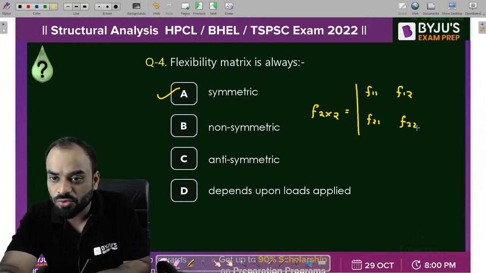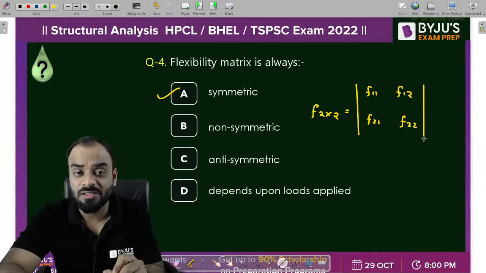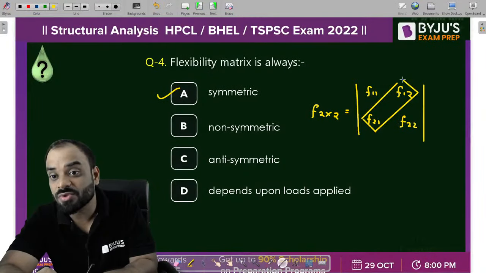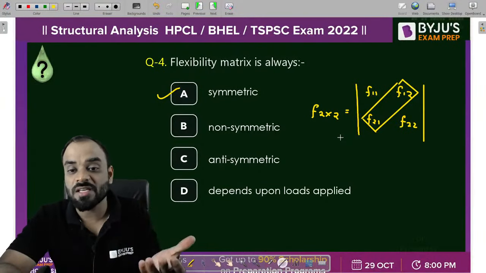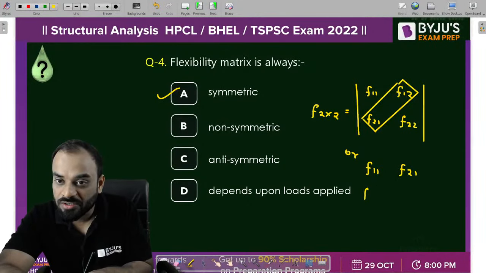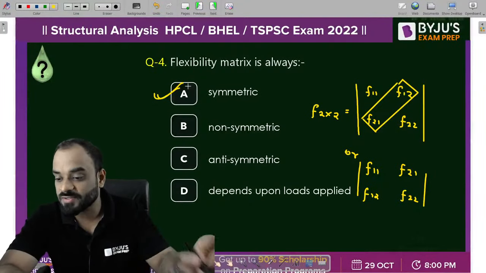F21 and F22. Now, as per the property of the flexibility matrix as well as the stiffness matrix, the diagonally opposite elements are always the same in magnitude as well as in sign. So if you interchange row and column, the matrix will remain the same. If I write F11, then F21, this one is F12 and this one is F22, the matrix will remain the same. There is no change. That's why A should be the correct answer.